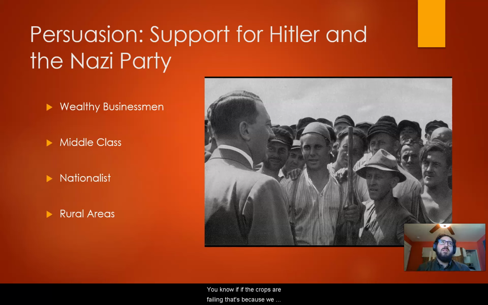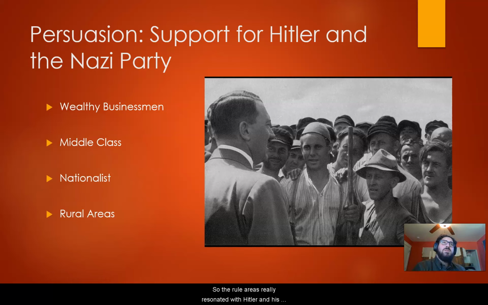You know, if the crops are failing, that's because we didn't get enough water to this area because of, you know, a minority group. Oh, your land was stolen? You're part of the 4 million who were taken from our country when the Ruhr crisis occurred? Then you need to help me fight against that. You need to help us fight against the Treaty of Versailles.